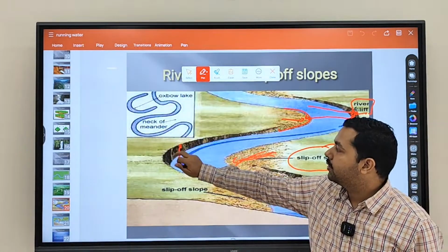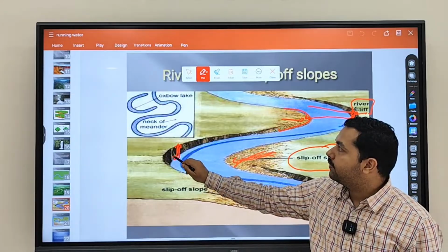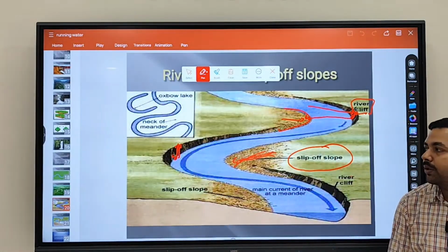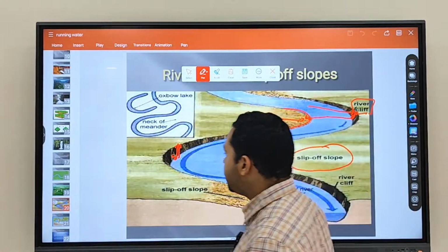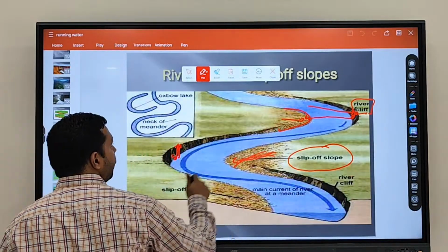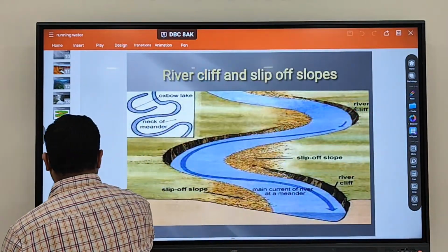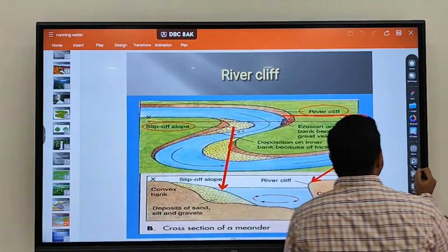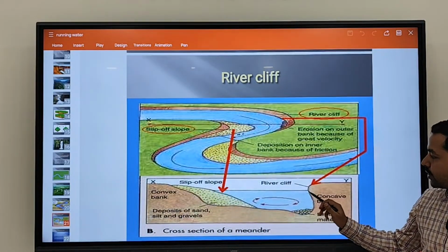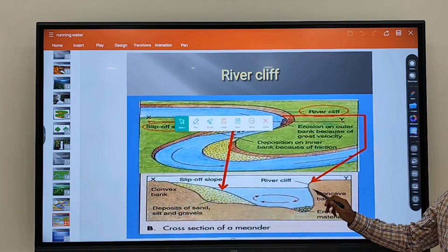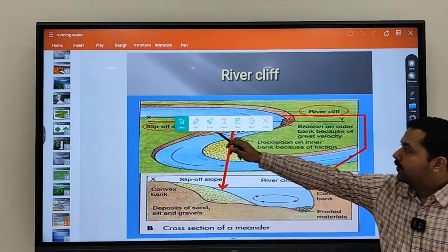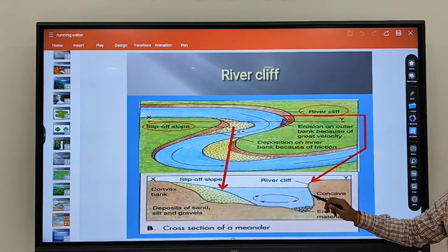And this edge, this height, is called what? River cliff. So another thing that is forming is a river cliff. You can see this in this figure. So you can see this particular part. In this part erosion is happening. As a result, what is being formed? A cliff is being formed.